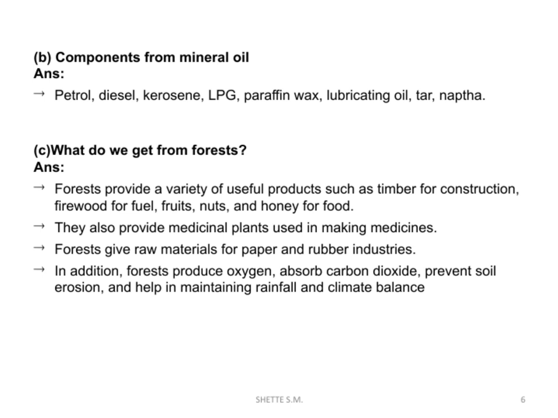Paraffin wax is used in candles and packaging. Lubricating oil keeps our machines running smoothly, while tar is used in road construction. Naphtha is a solvent used in chemical industries. All these products are essential in our daily lives and industries. Now, moving on to what we get from forests.